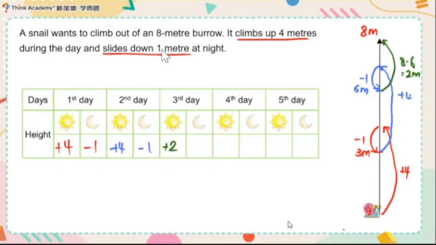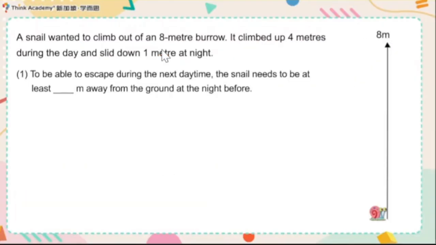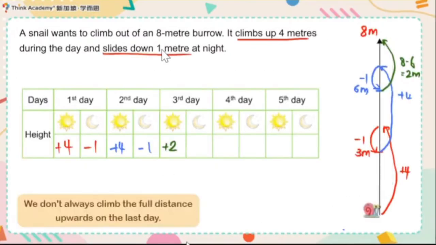the burrow, right? So the moral of the story here is, this time I introduce you a different type of snail climb well problem where we do not always climb the full distance upwards on the last day. Right. Previously, on the last day, when I say I can climb up 4 meters, I really climb up 4 meters. I really +4 on the last day. So this is something to take note of.